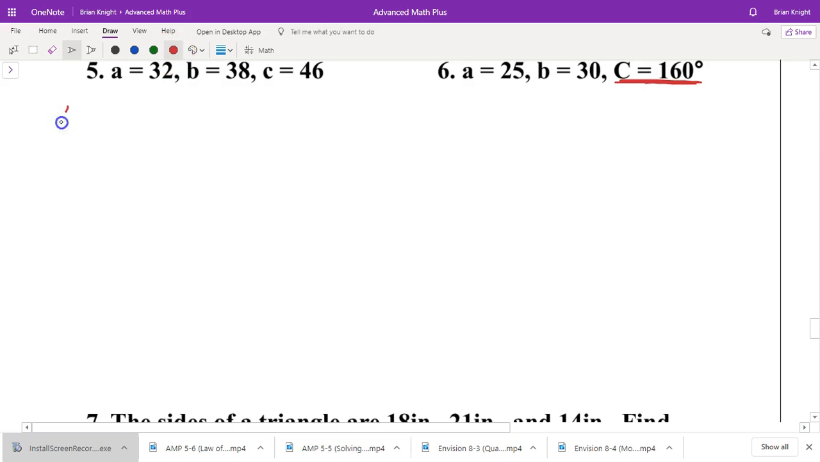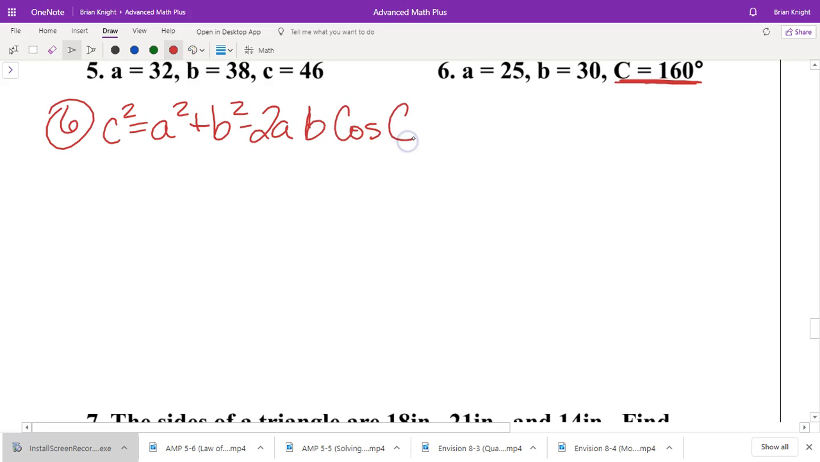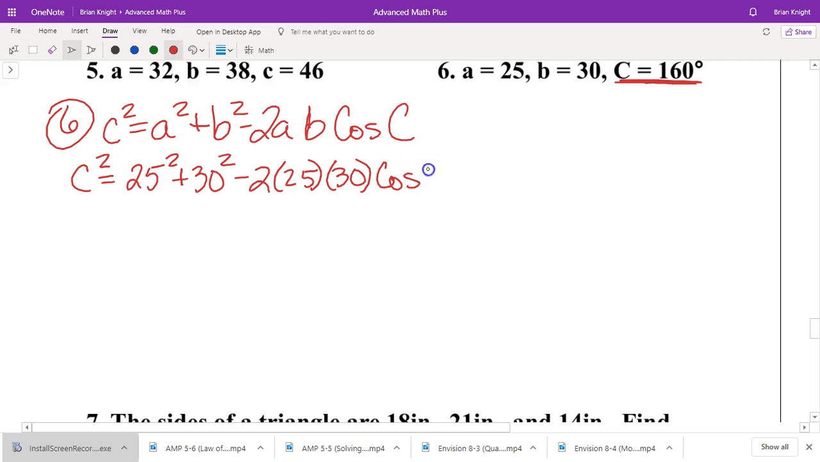All right. Number 6, we talked about earlier. We have no choice. What do we have to find first? Little c, side c. So again, I'm going to write it down just so you can see it. That is what we're plugging it into. We plug in the numbers. C squared equals a squared, a is 25, squared, plus 30 squared, b minus 2 times 25 times 30 times the cosine of 160 degrees.